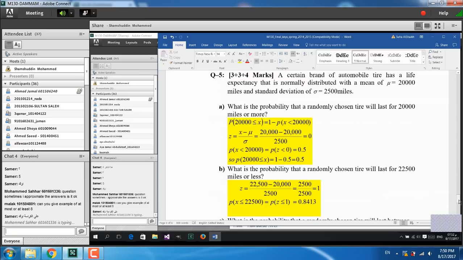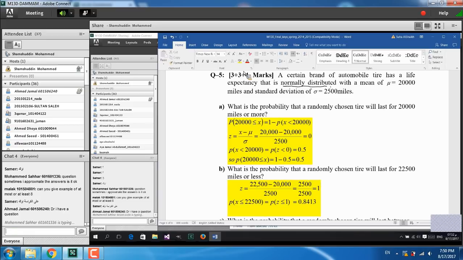Okay. Let's see the last question, which is normal distribution. And pay attention. We have a certain brand of automobile tires that has a life expectancy that is normally distributed with the mean and with the standard deviation that you can see here in the question. So they give me the mean is this. They give me a standard deviation which is this, and they say it is normally distributed.